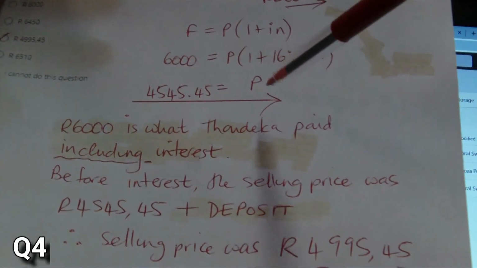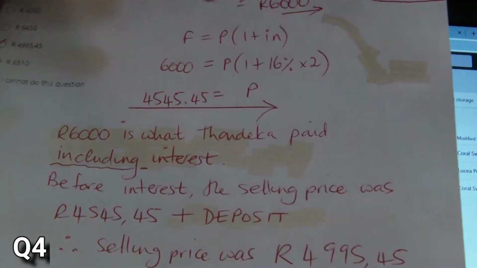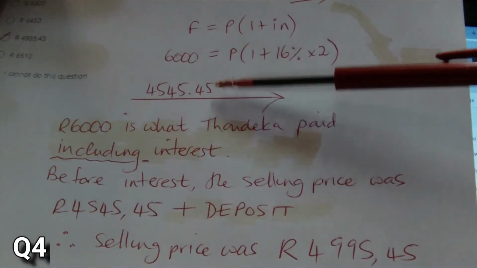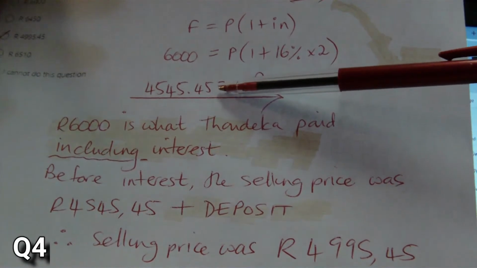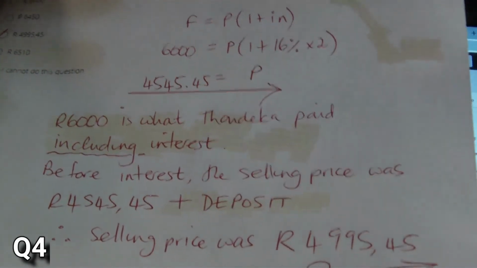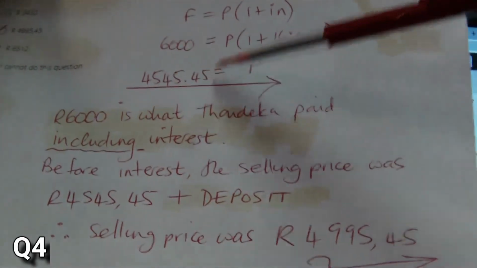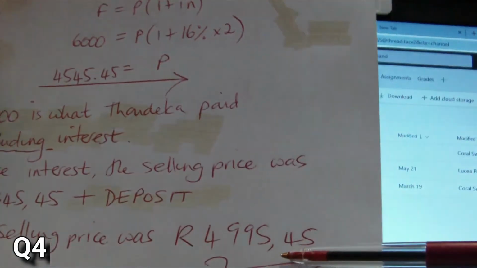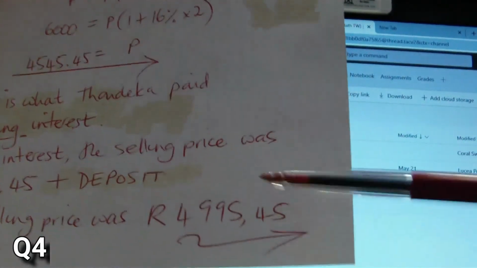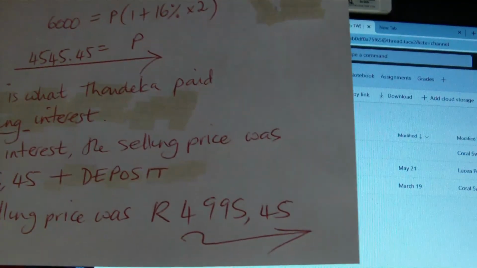So this was actually the selling price. But don't forget the deposit that she paid. So this is what the laptop initially was, plus the deposit she paid. So when you add the deposit of 450 onto that, you'll get this 4995. That is what the selling price of the laptop was.